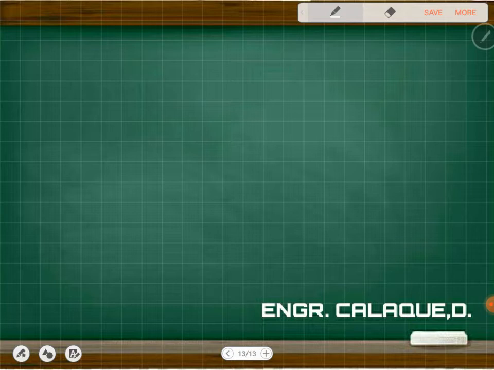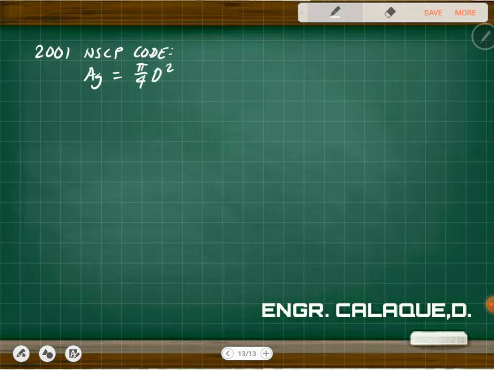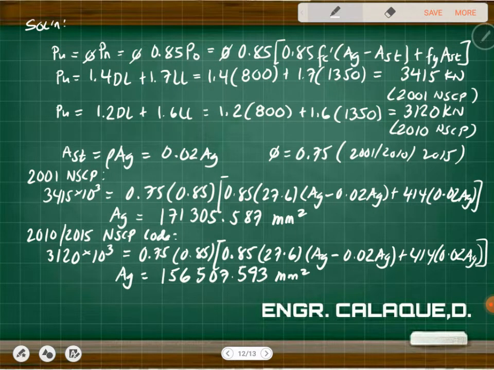So, ngayon, makukuha na natin yung dimension nung section. So, for 2001 NSCP code, so I have area gross pi over 4 diameter squared. So, yung area gross is ito.